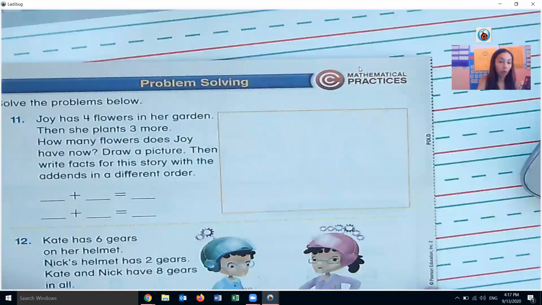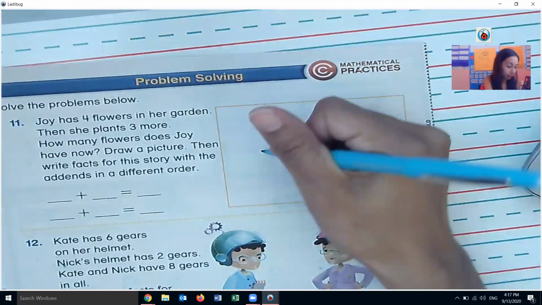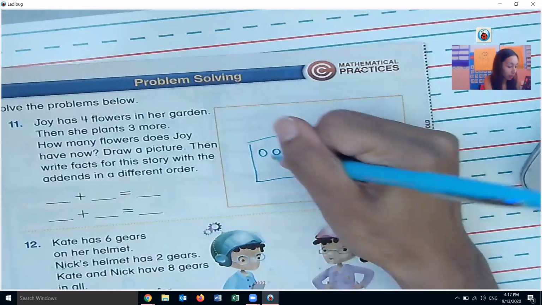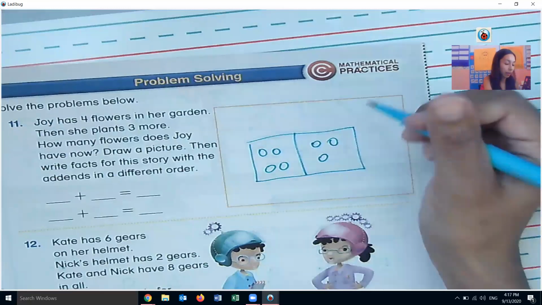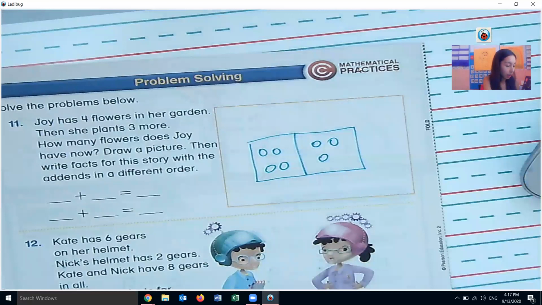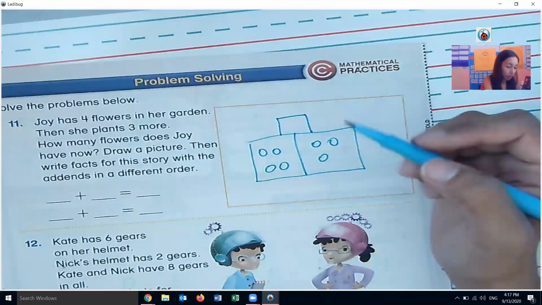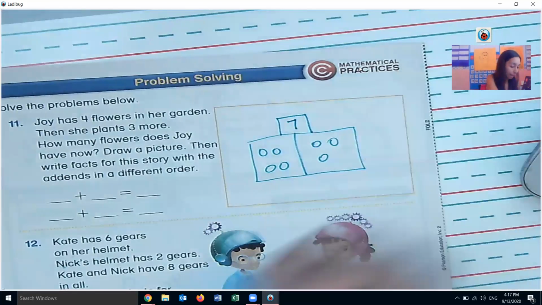Joy has 4 flowers in her garden. I'm going to put 1, 2, 3, 4. Then she plants 3 more. How many flowers does Joy have now? Draw a picture, then write back to the story. So the whole is going to be 7. 4 plus 3 gives us 7.